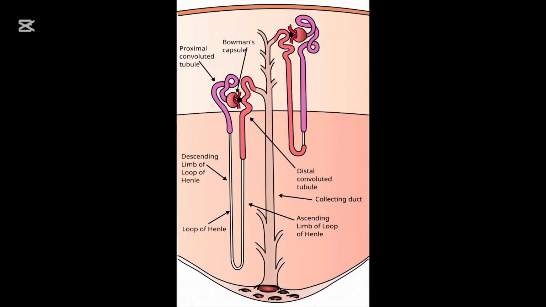The next thing we are going to discuss is the length of the loop of Henle. As you can see clearly in the diagram, the length of the loop of Henle differs. Some loops of Henle are of short length and some have long length. So the loop of Henle with the short length is known as cortical nephrons, and the loop of Henle with long length is known as juxtamedullary nephrons.